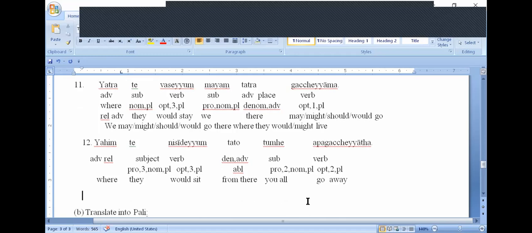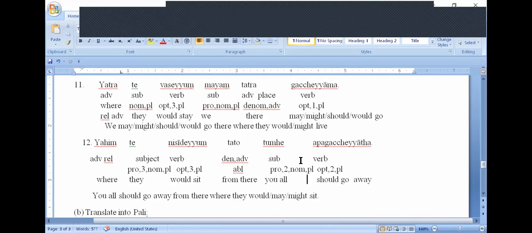So how do you translate the whole sentence? You all would go away from there where they would sit. Or you all may, should maybe. Okay, you all should go away from there, where they would sit, or may sit, or might sit. So any difficulty here?